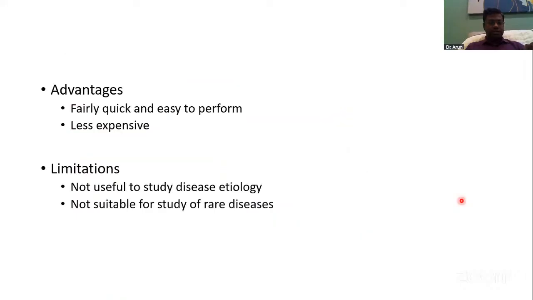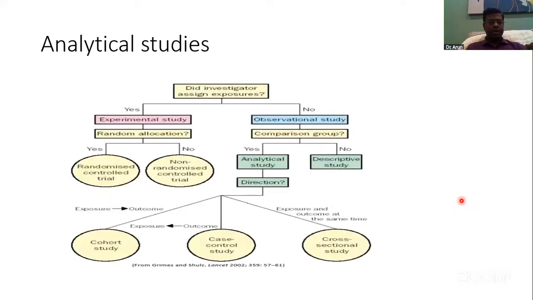In descriptive studies, we discussed case report, case series, ecological and cross-sectional survey. Now we are moving to analytical studies. Analytical studies divide into two types, experimental and observational. If the investigator assigns the exposure, then that is called an experimental study. If the answer is no, then it comes under an observational study. Observational studies, again based on the presence or absence of a comparator group, are divided into two types, analytical and descriptive. Whatever we discussed in case report, case series, ecological survey and cross-sectional survey has no comparator group. That's why they come under descriptive studies.